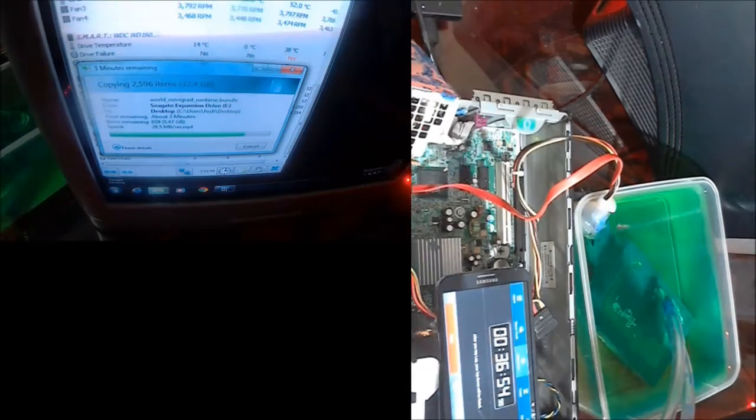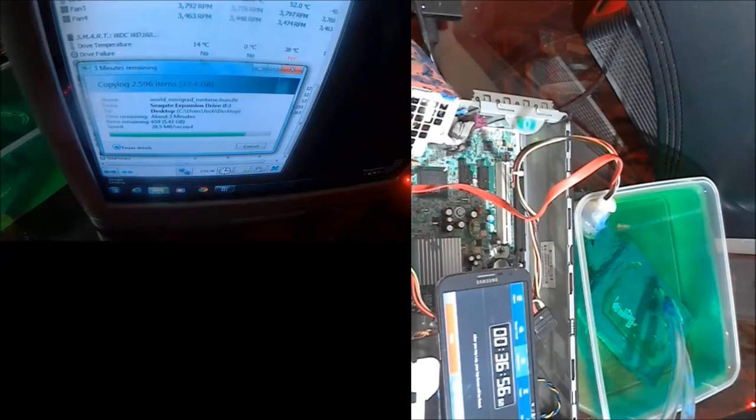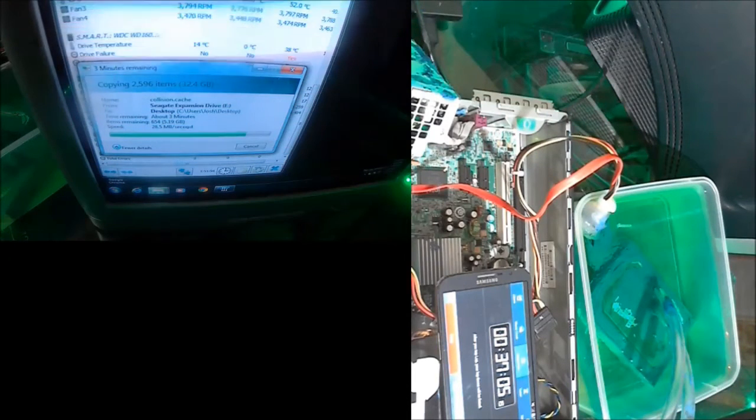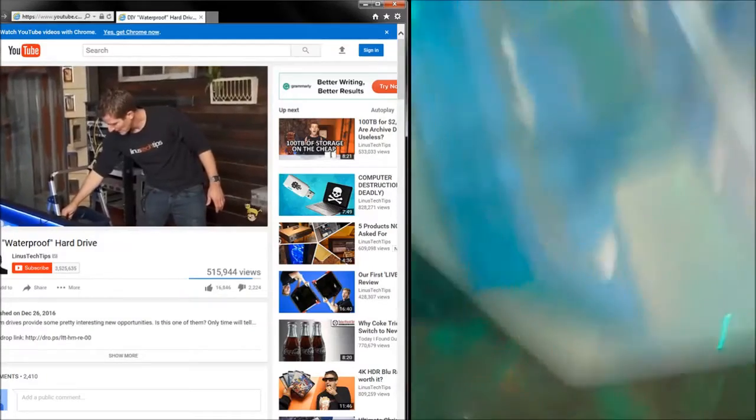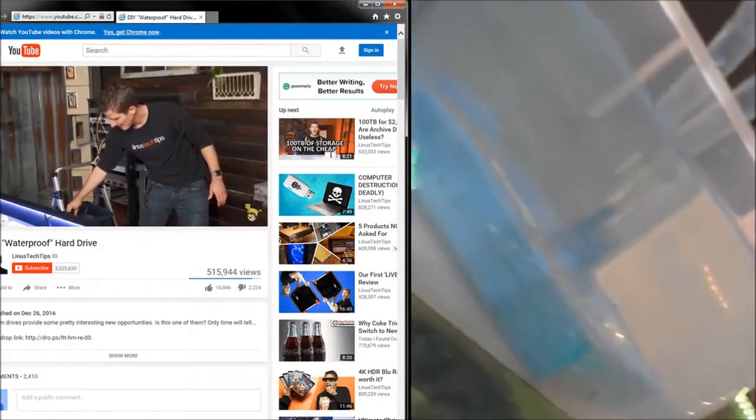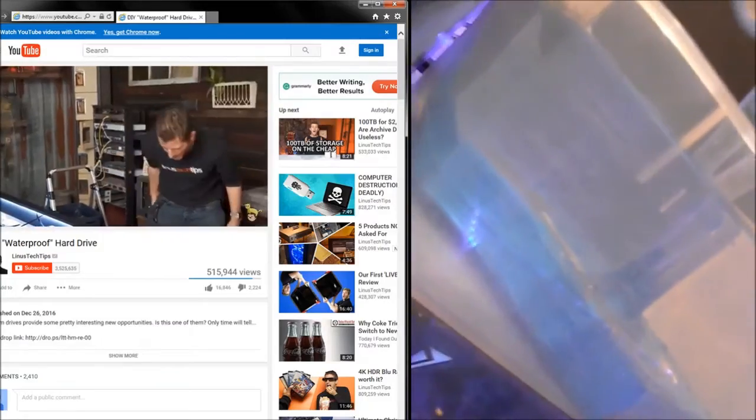At 36 minutes and 54 seconds, with temperatures at 13 degrees Celsius, 38 degrees Celsius being the highest, 14 degrees Celsius being the low. And this is a 7200 RPM hard drive that he said was impossible to waterproof.